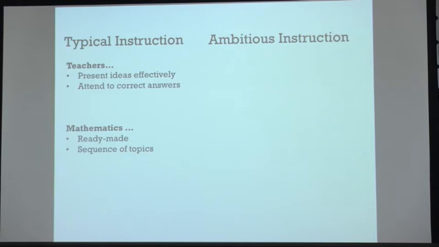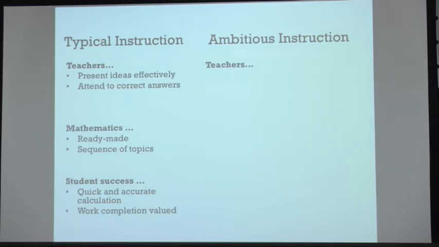There's a sequence of topics that must be adhered to. If you don't understand fractions, you can't learn variables yet. That sequence, that hierarchy, is really something to adhere to. To be a successful math student, you need to be a quick and accurate calculator, and you need to complete your work. And that is a really quick and dirty version of what traditional math instruction looks like in our schools. Ambitious instruction is trying to move the dial, and it's changing all three of these things.